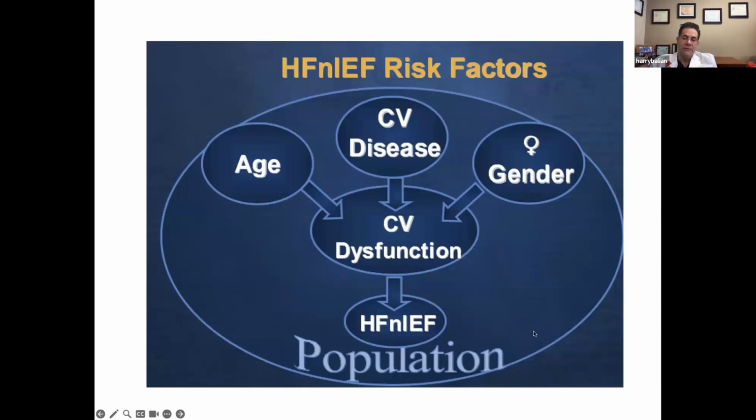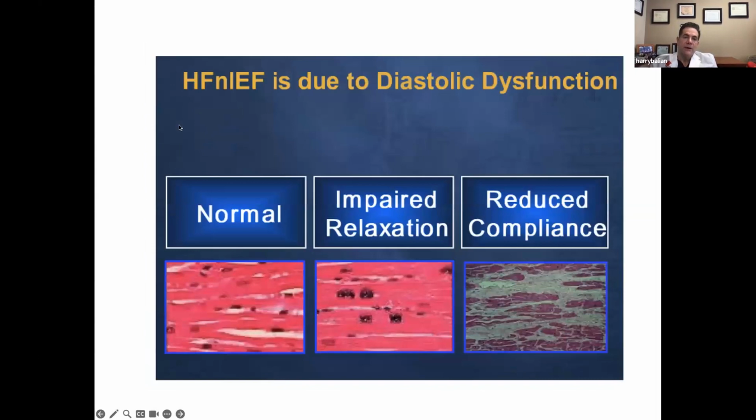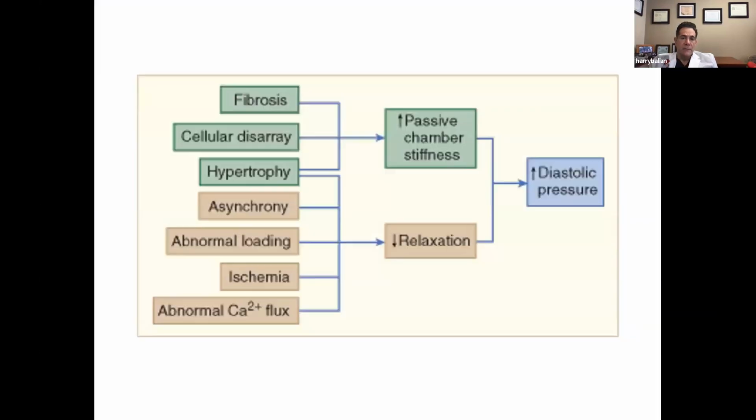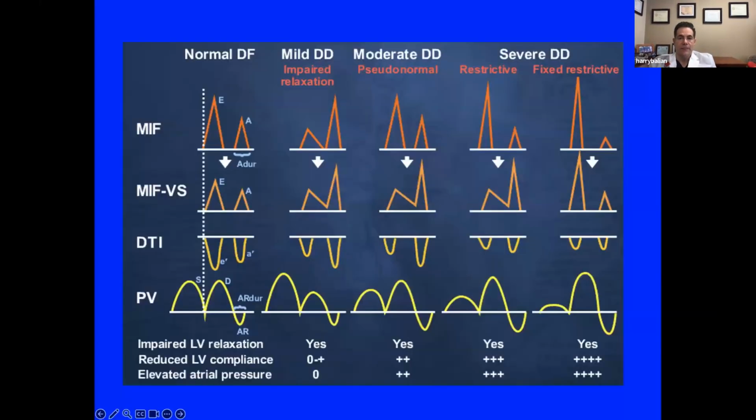Overall, their ejection fraction is preserved. So these patients with HFpEF, diastolic heart failure, they have diastolic dysfunction. They have impaired relaxation and reduced compliance of their heart muscle. So the heart muscle contracts well, but does not relax well. And again, all of these, fibrosis, cellular disarray, hypertrophy, asynchrony, abnormal loading, all of those can cause increased passive chamber stiffness, decreased relaxation, and diastolic dysfunction and diastolic heart failure.